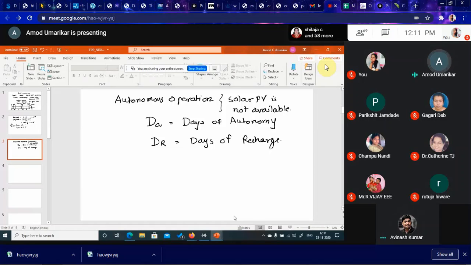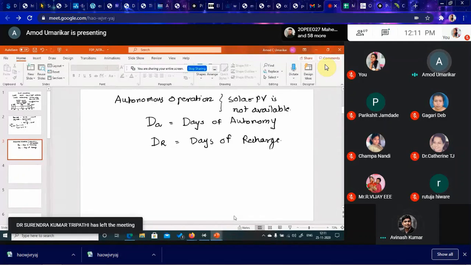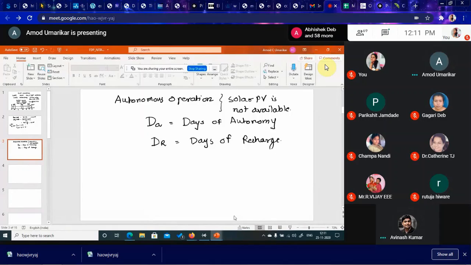One may think days of recharge can be within 1 day. But what will be the problem? The size of the system will be very, very high. It may not be affordable also. We may oversize the system, and oversizing means more area, so it will be a quite costly affair. So we have to divide the days of recharge also in a given day with a given capacity. So days of recharge and days of autonomy, these things we have to consider.